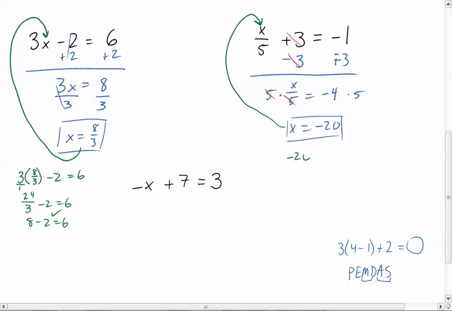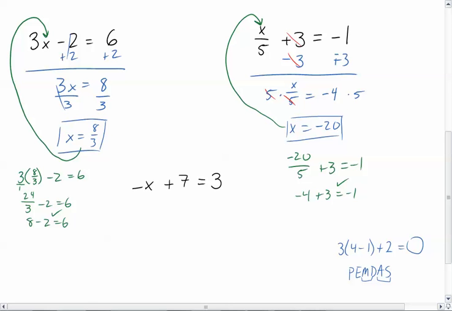So we'll go -20 over 5 plus 3 equals -1. -20 divided by 5 is -4. And -4 plus 3 is -1. Check! All right, hang around. We'll do one more. So we look at -x plus 7 equals 3.